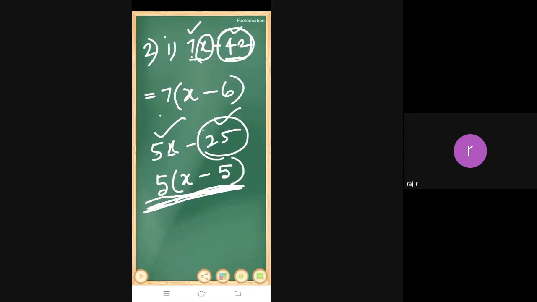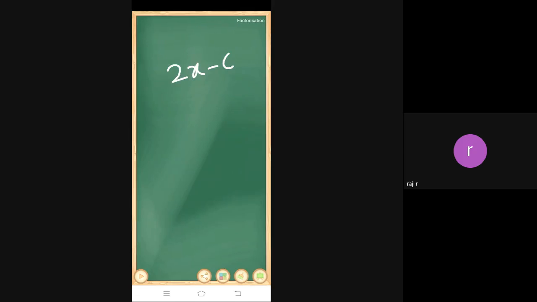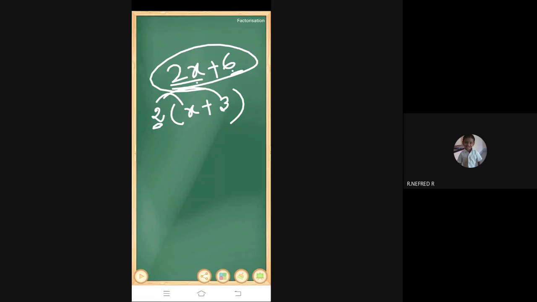Okay. See, for example, 2x minus 6, or plus 6. How will you do? Which can be taken commonly out? Ma'am, 2. Yeah, 2 can be taken commonly out. Here x will be left out. 6, how many times in the second table? Ma'am, 3 times. You multiply and check. You'll be getting the question. 2 into x is 2x. 2 threes are 6. You will be getting the same question as your answer. You can verify.